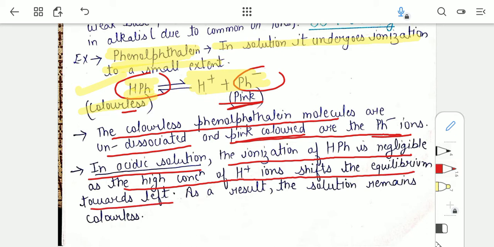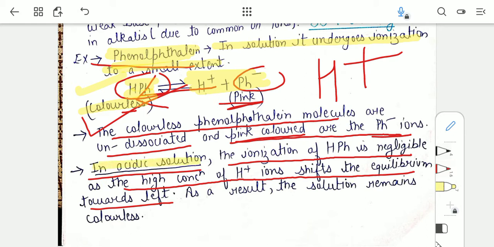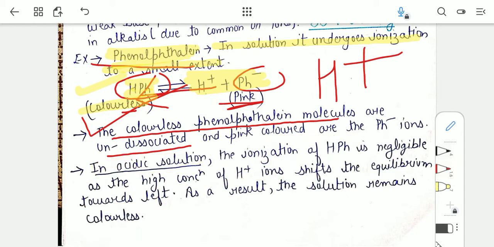Whenever phenolphthalein is put in acidic solution, the acidic solution already has a high concentration of H positive ions, therefore the equilibrium is moved towards this direction, and the phenolphthalein stays in the undissociated or unionized form. Therefore the solution is colorless, which means that in acidic medium the color of phenolphthalein is colorless. I hope this is clear to you, because it remains unionized.